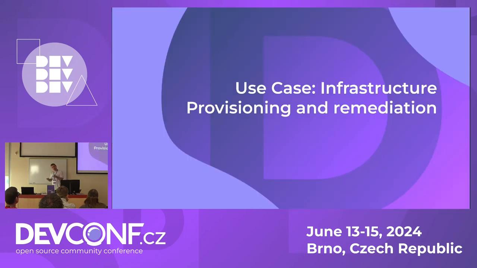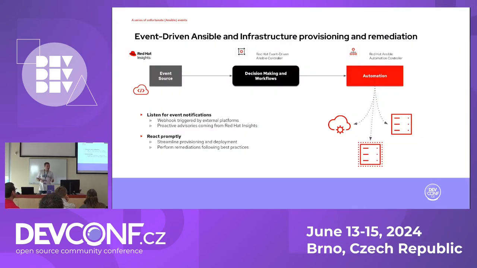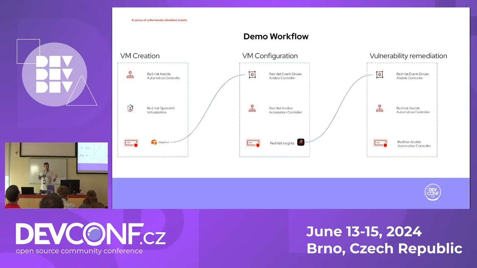But let's go into the first use case. The first use case is something very common. We are provisioning a machine, and then we need it to be ready to put into production, so we don't want to have outdated packages and so on on that system. So this is the idea. We have two event sources for this use case. The first event source is Red Hat Insights, and the second event source is a web. Basically, in the actual flow, we will get an event during the VM creation.